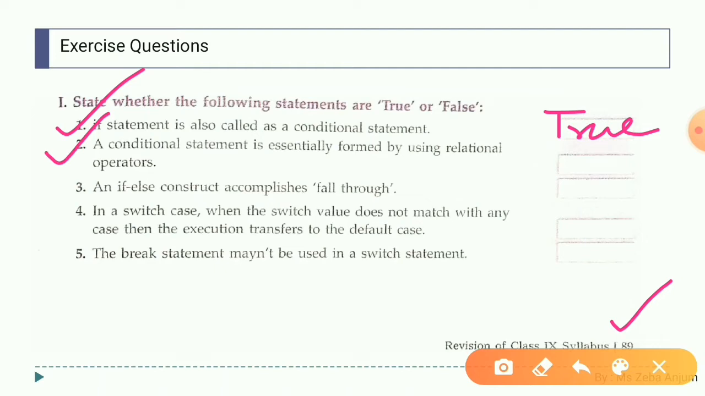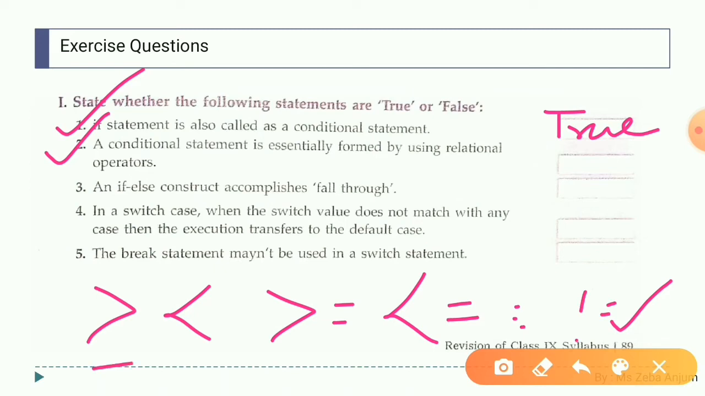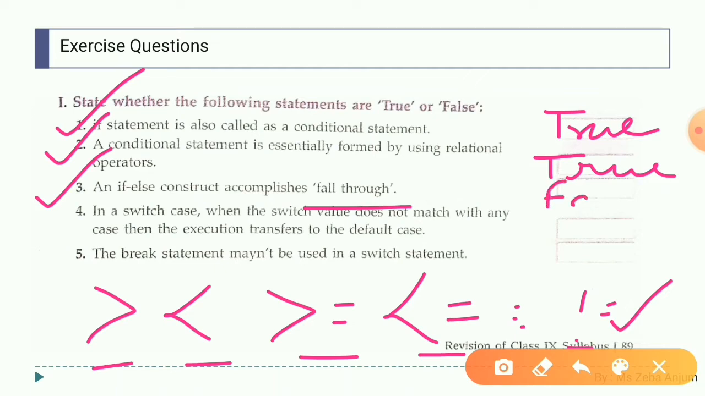What were our relational operators? It was greater than, less than, greater than or equal to, less than or equal to, double equal to, or not equal to. These are exactly what we are using in our if statement. So again this is a true statement. Now see the third part: an if-else construct accomplishes fall through. Remember in the previous lecture when we were learning fall through, this is because of the break condition, and break we were using in the switch. So this statement is basically false.